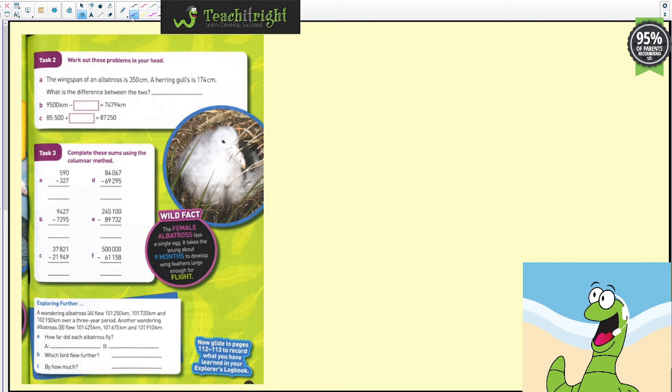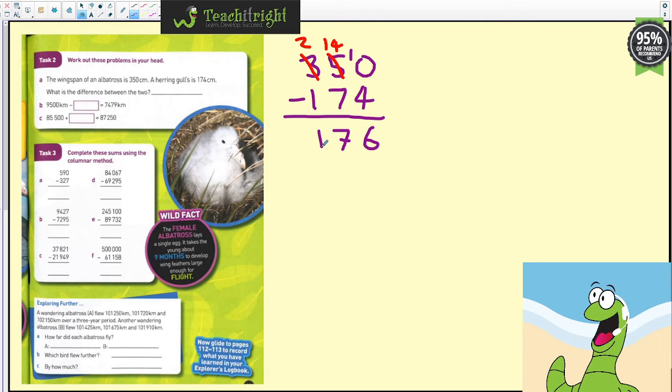Okay, here I go. Task 2 is as follows. So the wingspan is 350. A herring's wingspan is 174. What's the difference? Well, as I said, a difference is always a subtraction. So the difference between these two will be 350 take away 174. And if I do that, I get, well, 0 take 4 I can't do, so I have to borrow. And now 10 take away 4 is 6. 4 take 7 I can't, so I have to borrow. But 14 take away 7 I can do, that leaves me with 7. 200 take away 100 is 100. So my answer is 176 is the difference between the two.